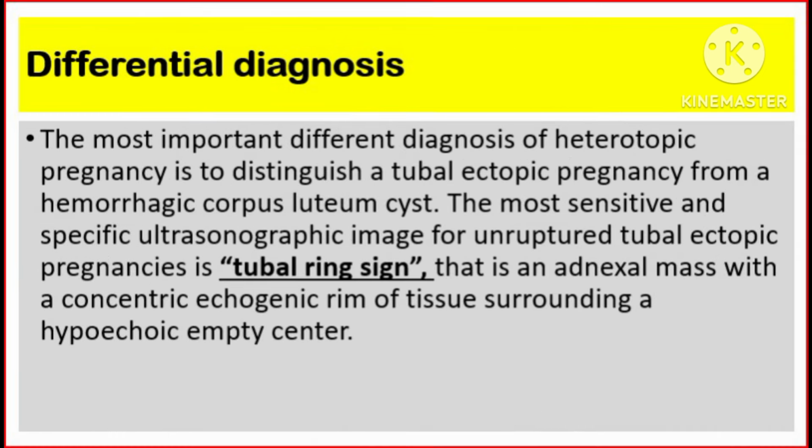The most important differential diagnosis of heterotopic pregnancy is to distinguish a tubal ectopic pregnancy from a hemorrhagic corpus luteum cyst. The most sensitive and specific ultrasonographic image for unruptured tubal ectopic pregnancies is the tubal ring sign, that is an adnexal mass with a concentric echogenic rim of tissue surrounding a hypoechoic empty center. And I will make a separate video to compare them, inshallah.